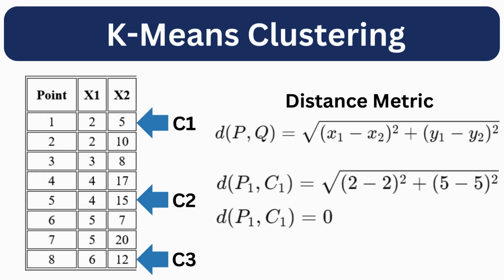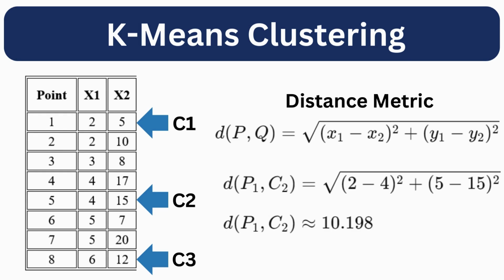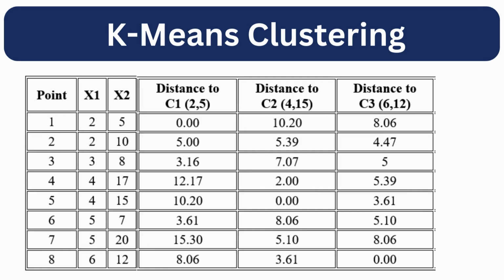We will get 0. Similarly, if we want to calculate the distance between the first point and cluster center 2, point 1 is (2, 5), cluster center 2 is (4, 15). So we will subtract the corresponding values, 2 minus 4 and 5 minus 15. We will get 10.198. So we will repeat this process for all data points. We calculate the distance of each data point with each cluster center, C1, C2 and C3, and we create a table like this.